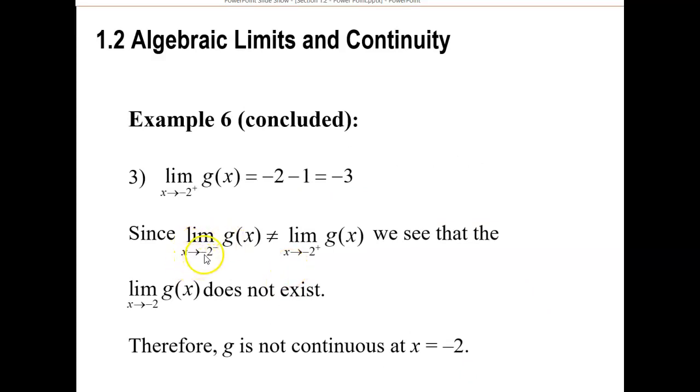So since the limit as x approaches -2 from the left and the limit as x approaches -2 from the right were not the same, we got different results, the limit as x approaches -2 in general does not exist. So that's the second part of the checklist. Does the limit exist? And since it doesn't exist, we stop and say the function is not continuous at -2.